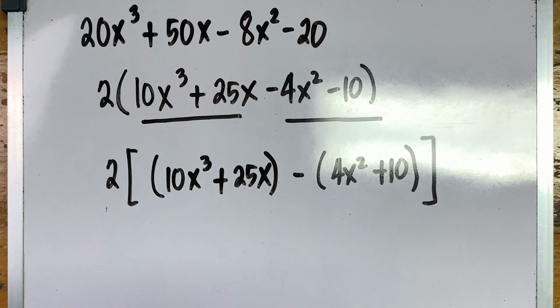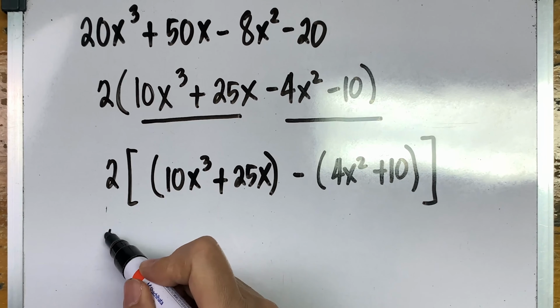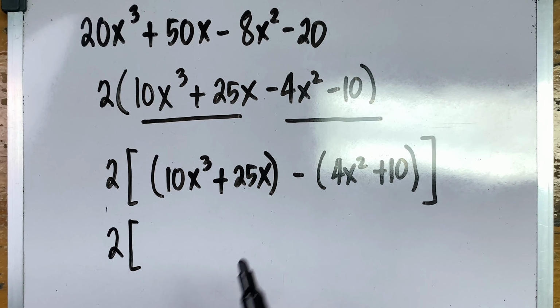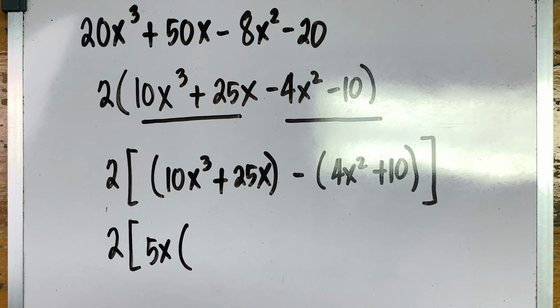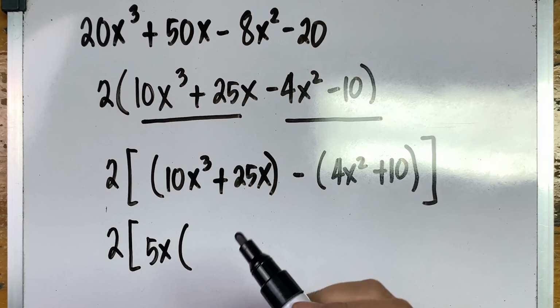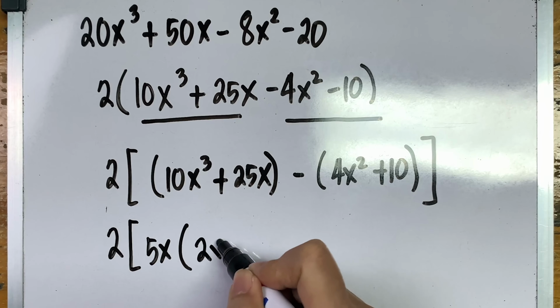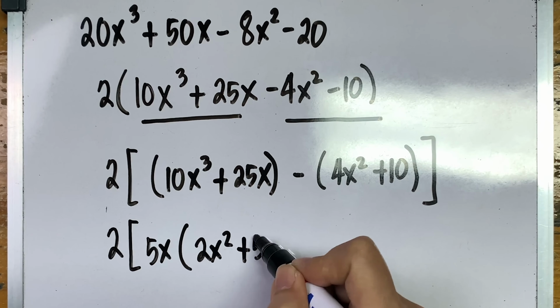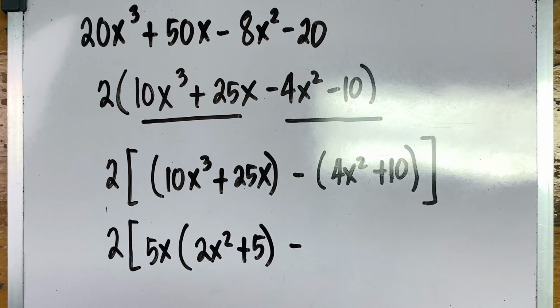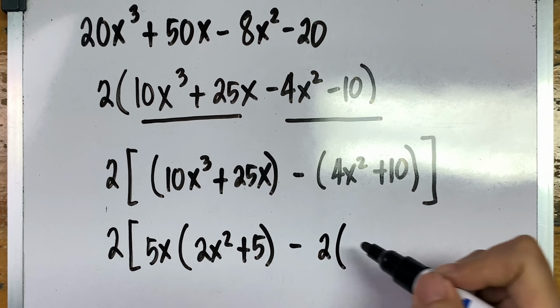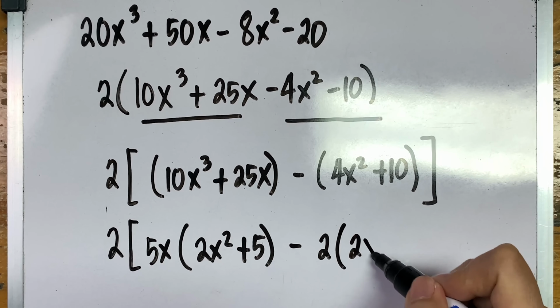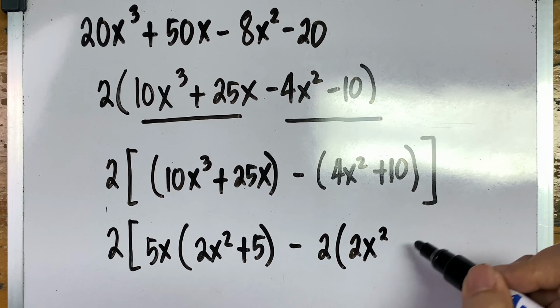Okay. Sa first half, hanapin mo yung greatest common factor or yung GCF. So, still, we need to put 2 there. So, ang GCF nito will be 5x. Okay, factoring 5x out will give us 2x squared plus 5. Ganon din dito. Ang common factor niyan is 2. So, factoring 2 out will have 2x squared plus 5.